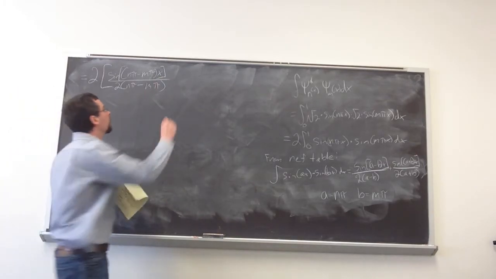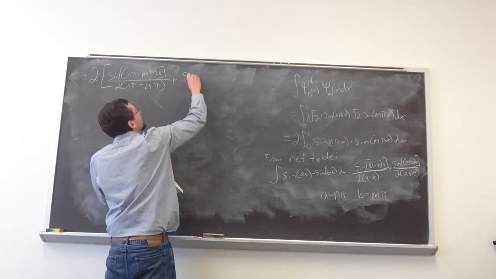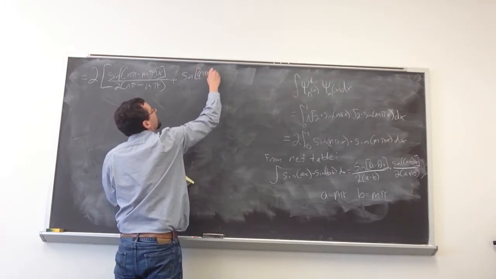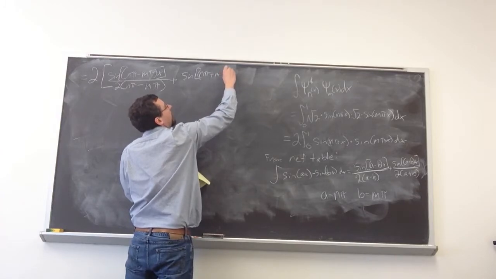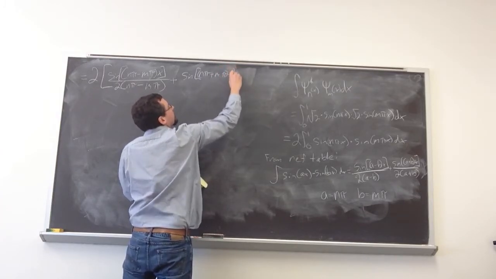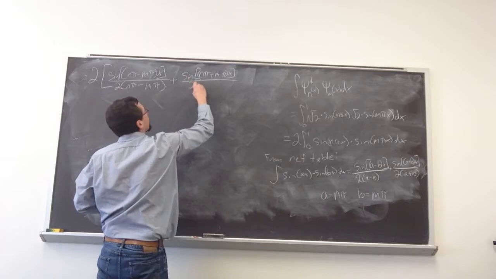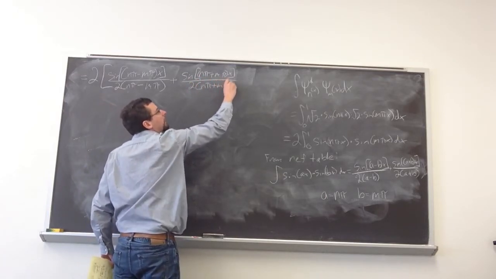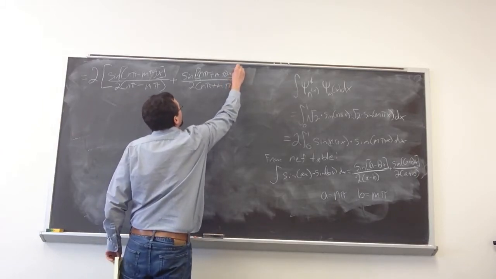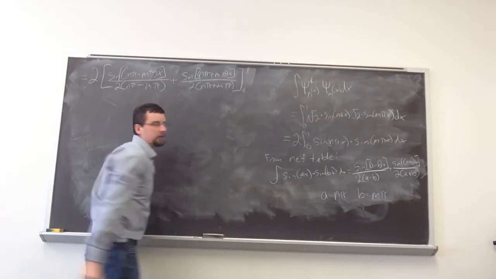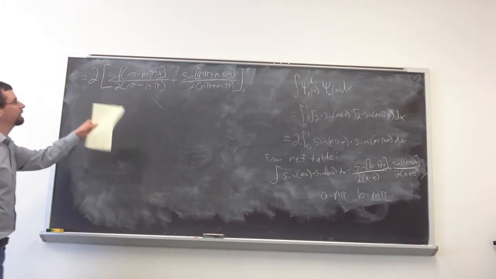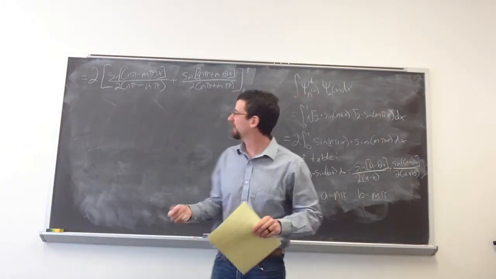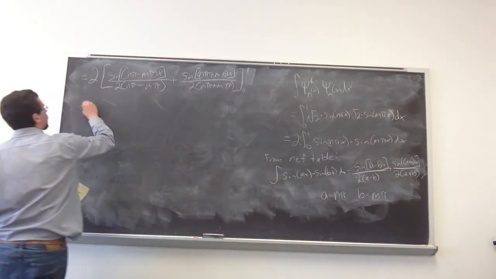Okay, plus sine of (n pi plus m pi) x all over 2 times (n pi plus m pi). And we have to go from 0 to 1. Let's simplify this a little bit further. We can pull out some pi's and make this look a little bit nicer. That's what I prefer to do.